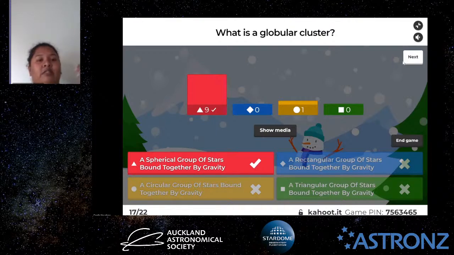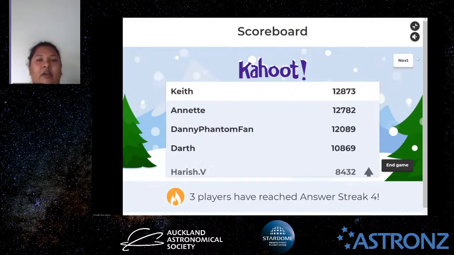Great work if you said it was a spherical group. Remember, it's like a little 3D ball of stars, not just like a 2D splat. So it is a spherical group of stars, so good job. Let's see how we're going.